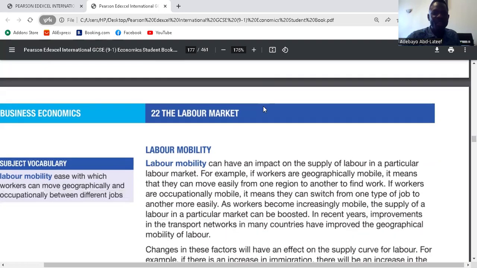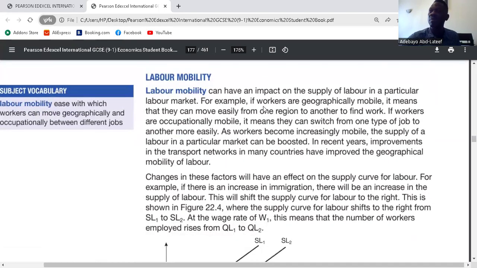Great. Then labor mobility. When we talk about labor mobility, we're talking about the ability or the flexibility that people have to be able to switch from one job to another. You get it? So labor mobility can have an impact on the supply of labor in a particular labor market. For example, there's geographical mobility of labor, there's occupational mobility of labor. But both of them are talking about labor flexibility. Labor mobility means labor flexibility. And for labor flexibility, we're talking about geographical mobility of labor or occupational mobility of labor.